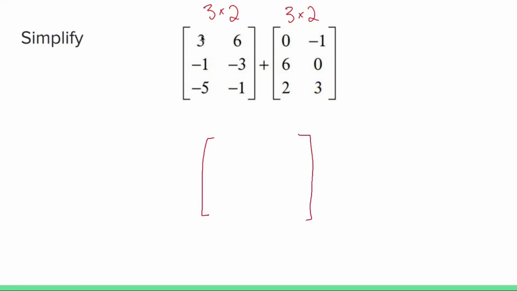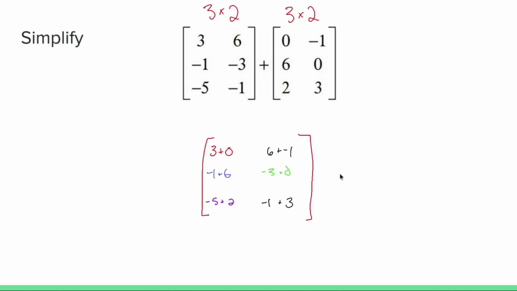When you do that, you look at every operation that you need to perform in every section. For example, first row, first column is a 3, and you're going to add 0 in the first row, first column. So you become 3 plus 0. You are 6 plus -1. You are going to be -1 plus 6. You are going to be -3 plus 0. You are going to be -5 plus 2. And you are going to be -1 plus 3. I don't know why I did that.